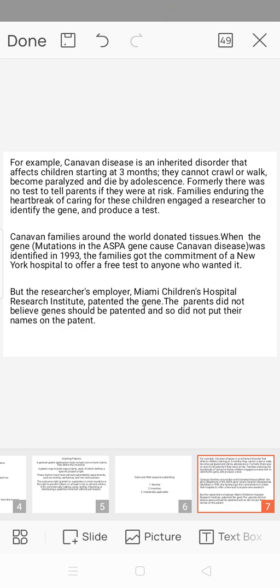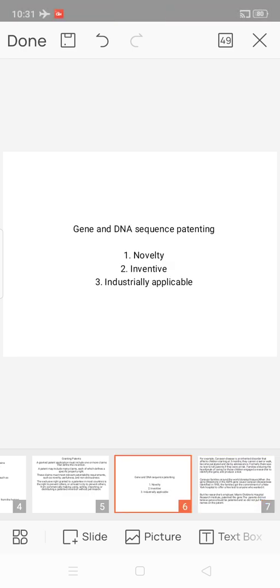Human DNA and nucleotide sequences may be patented when they satisfy the basic criteria of patentability. They have to be novel, inventive, and industrially applicable. The first one, novelty. A gene in a body cannot be patented, and the patentability of human genes is thus limited to artificial structures outside the human body containing the information about the human genome.